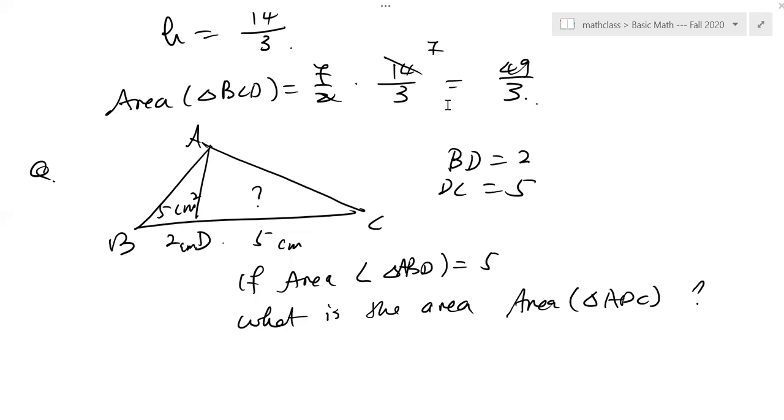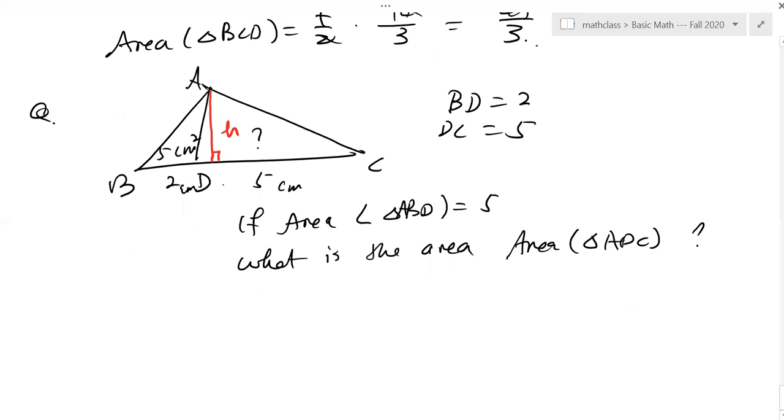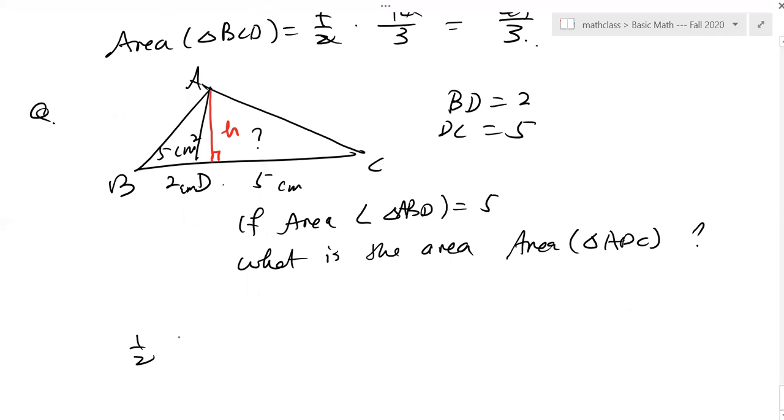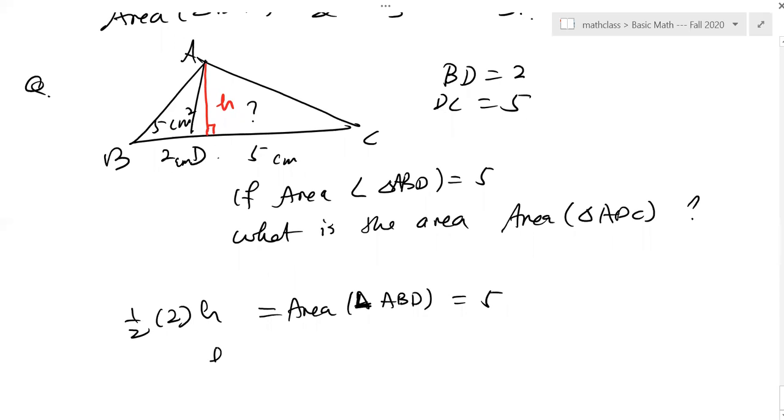The hint is to find the height. These two triangles share the same height. So this is the height h, the height of both triangles. On the left-hand side, the area of the triangle ABD is going to be 2 times height, divided by 2, which is 5. So from here you get the height. The height is 5 centimeters long.